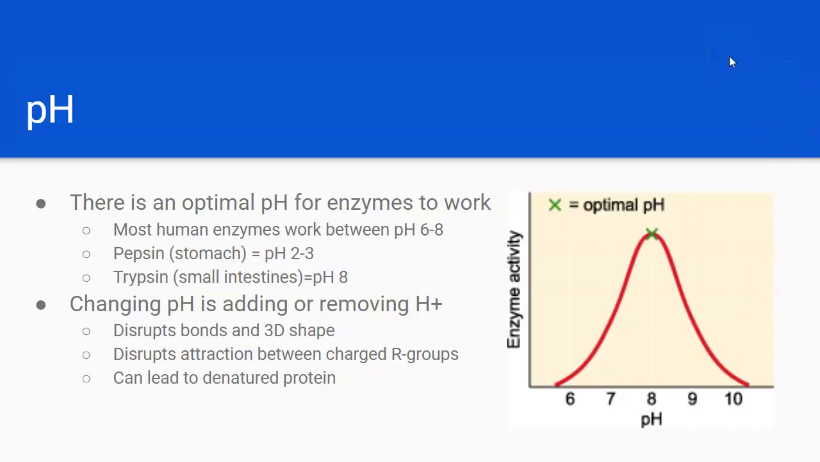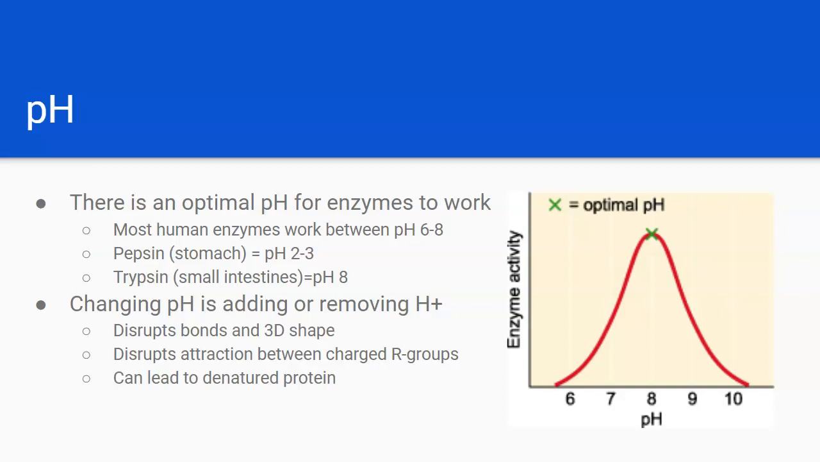pH has a very similar curve and explanation as temperature. Enzymes have an optimum pH. Most of ours in our body work between 6 and 8. There are exceptions, like pepsin, a stomach enzyme. Our stomach pH is roughly between 2 and 3 to be able to break things down, so it makes sense that it is happy in that 2 to 3 pH range, whereas our small intestine has things like trypsin, where the natural pH is around 8.